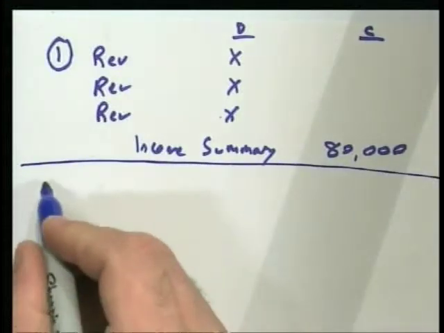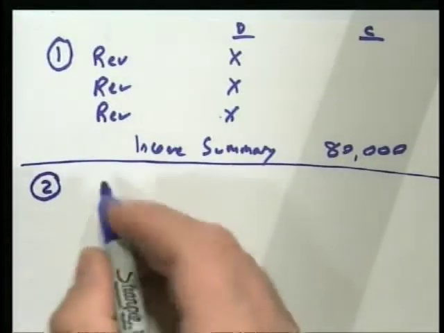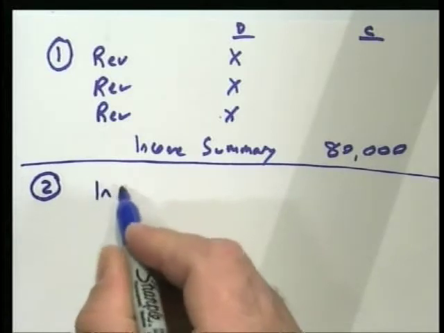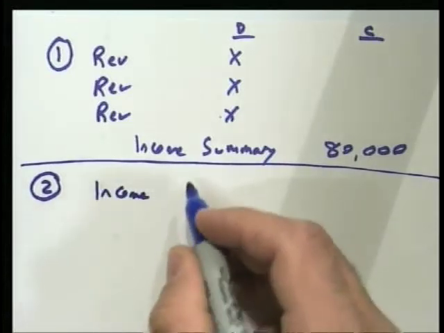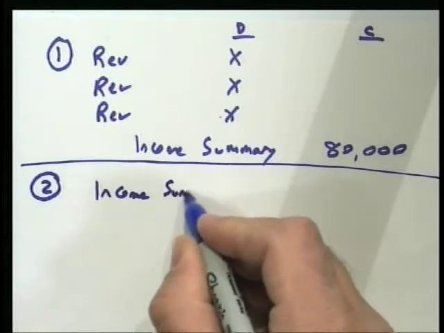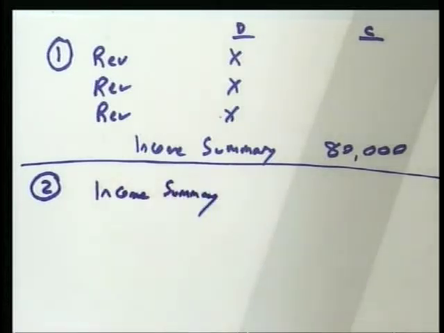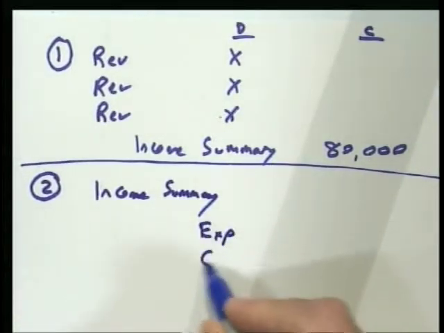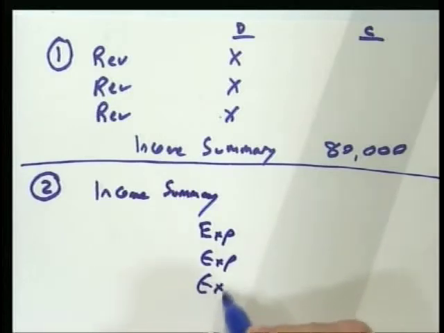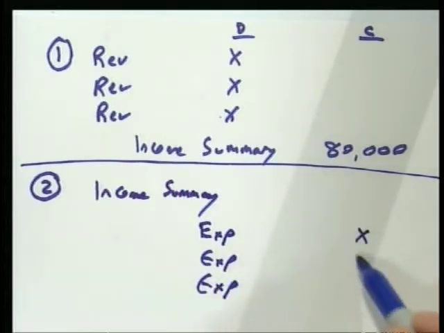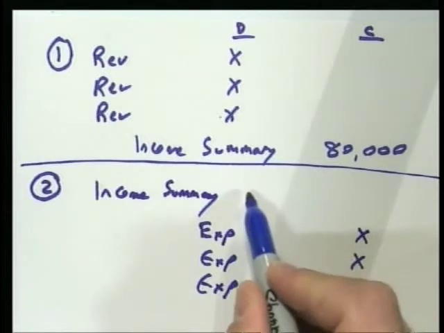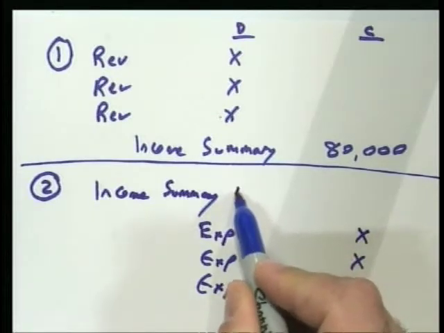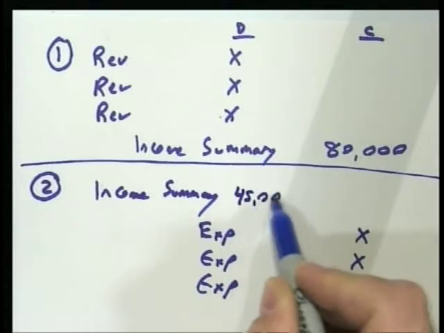So our second closing entry. Now I know that I'm going to debit income summary for the total of all your expenses, okay? And then I'll have a bunch of expense accounts. Okay? And those will have certain balances, correct? Let's just say the total of all of our expense accounts is $45,000.